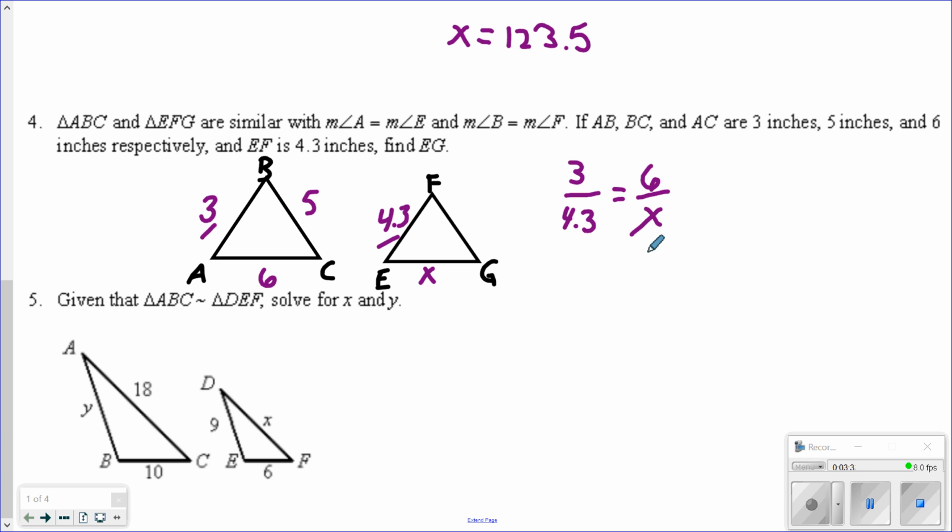And so now I need to cross multiply. 3 times x is 3x. 4.3 times 6, that gives me 25.8. Divide by 3 on each side. So 25.8 divided by 3 gives me 8.6.